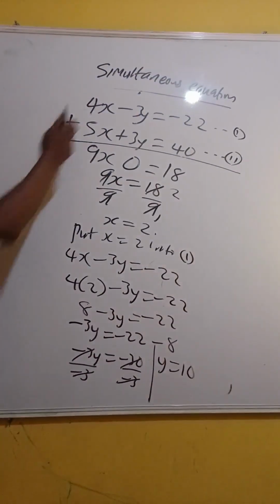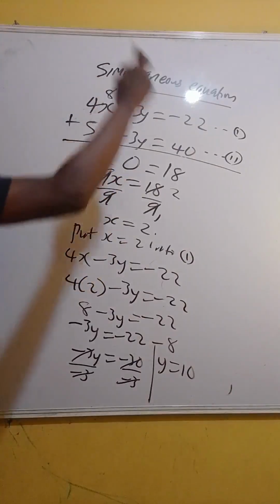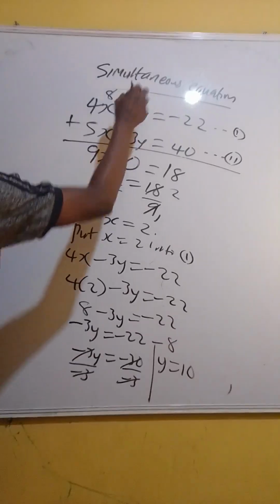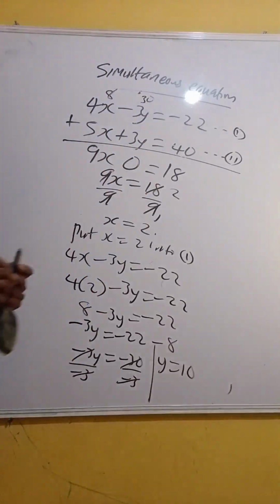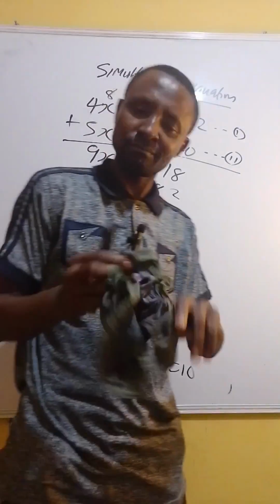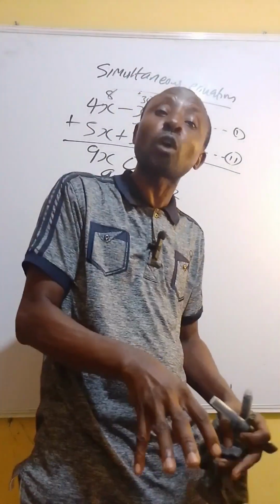Let's check. x equals 2, so 4 times 2 gives 8. Minus 3 times 10 gives minus 30. 8 minus 30 is minus 22. That works. See that? That is where you have the same coefficient.